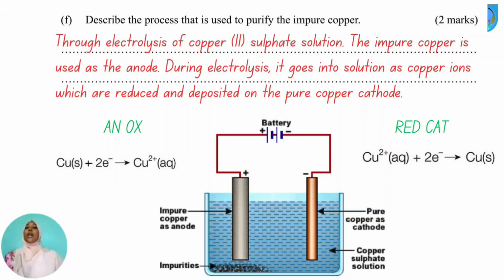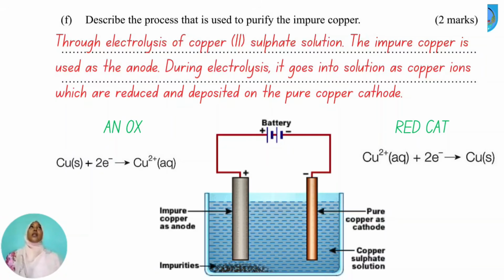Okay. Now, if, for example, you are a student who finds it confusing to remember what process occurs at the anode or at the cathode, these are mnemonics to help you. An-ox. At the anode is oxidation. Red cat. Reduction is at the cathode. Okay. Now, what will happen is that you are going to have copper 2 sulfate being electrolyzed. So, at the anode, we are going to use the impure copper, the one that we obtained from the extraction process.